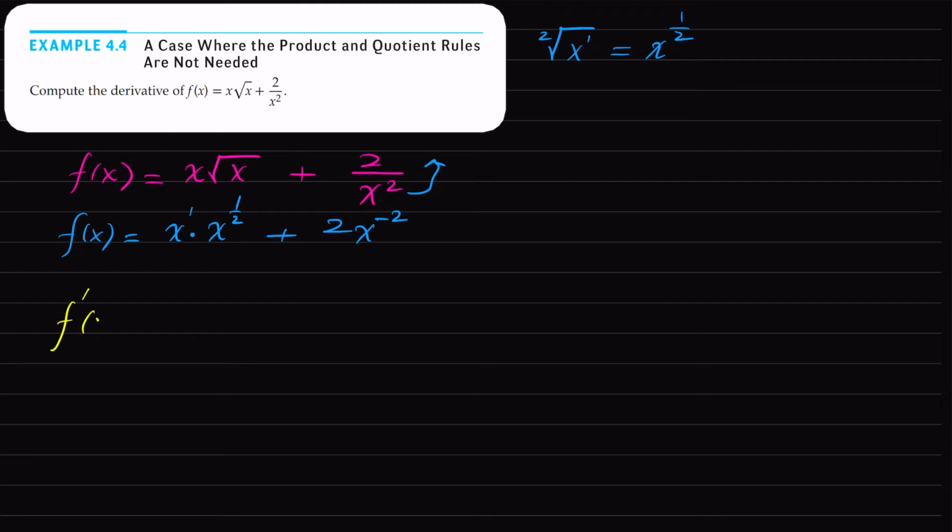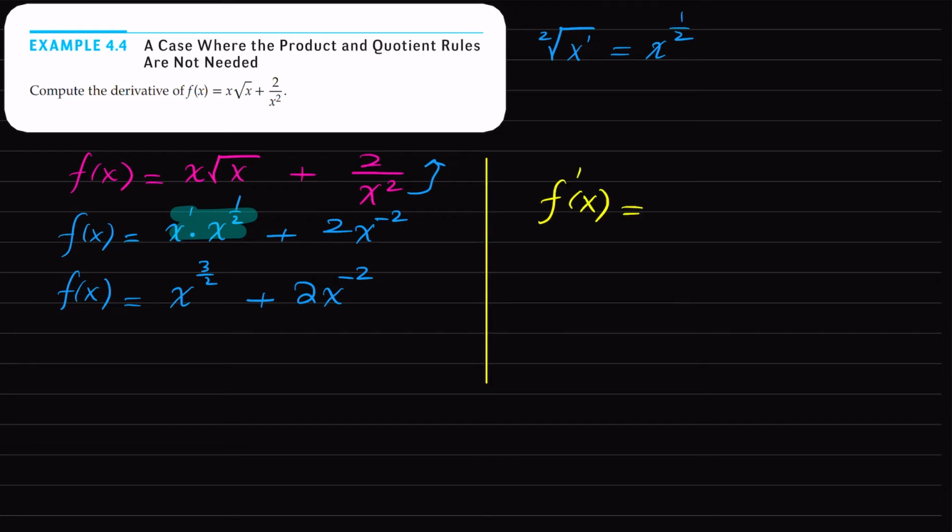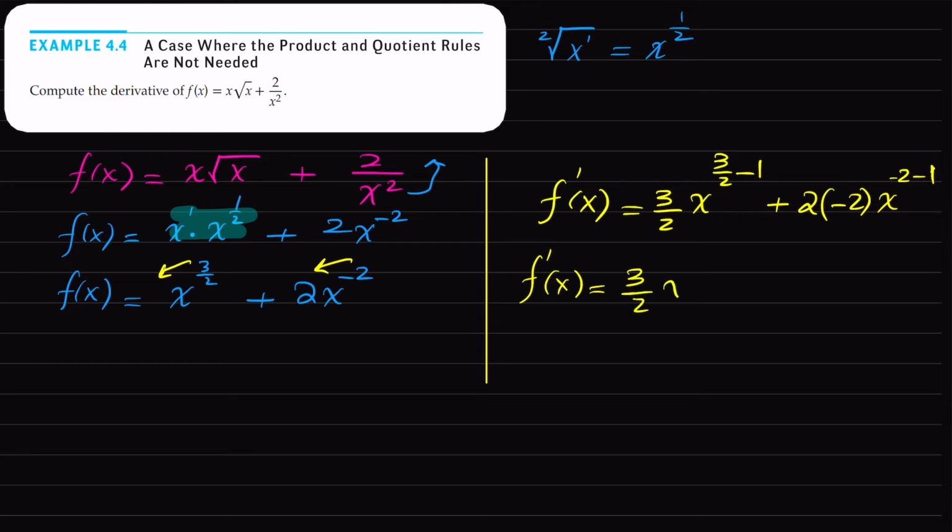So now we will do the derivative of each one. Before we do the derivative, so f of x, we need to combine these two. So it will be x to the power 1 plus half, 3 over 2, plus 2x power negative 2. Now if we need to do the derivative, we will do the derivative here. So f prime of x is equal, we will drop the power 3 over 2, x to the 3 over 2 minus 1, plus 2 times negative 2, we drop the negative 2 down, there is 2, x to the power negative 2 minus 1. So f prime of x is equal to 3 over 2 x to the power.